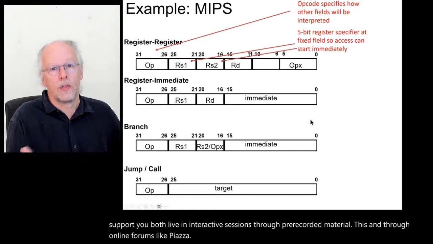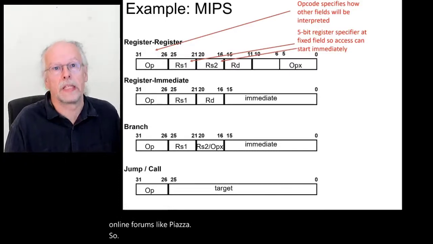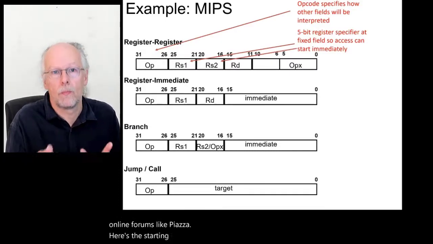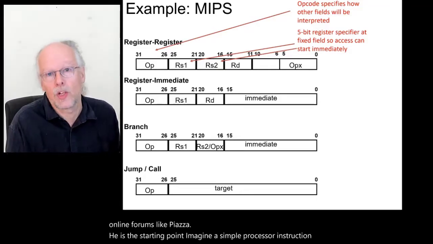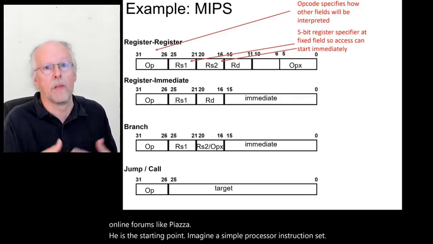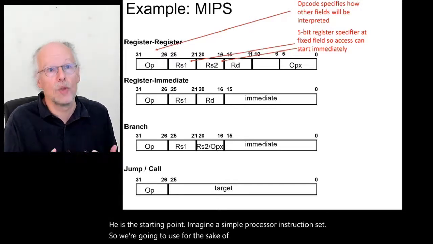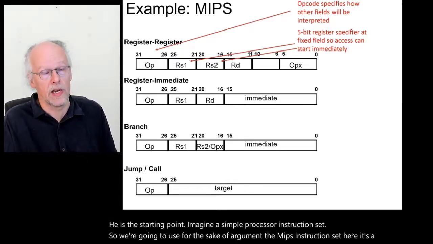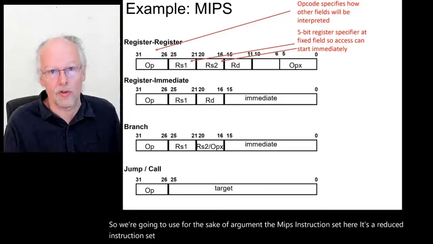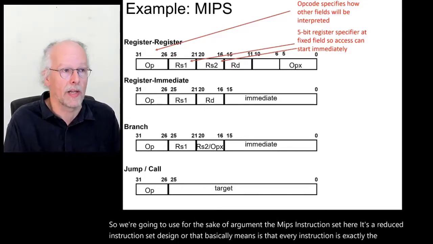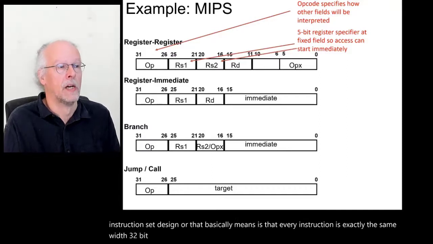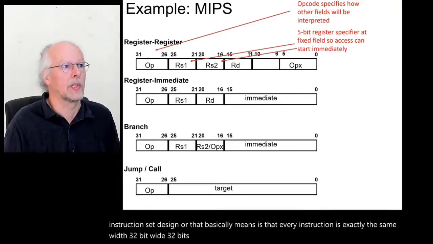So here's the starting point. Imagine a simple processor instruction set. For the sake of argument, we're going to use the MIPS instruction set here. It's a reduced instruction set design. What that basically means is that every instruction is exactly the same width. It's 32 bits wide. That makes it easy to decode and so on.